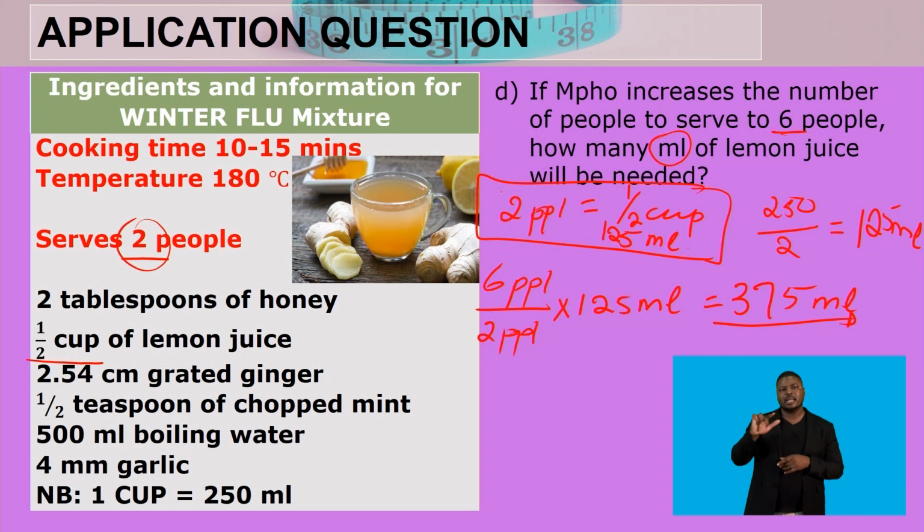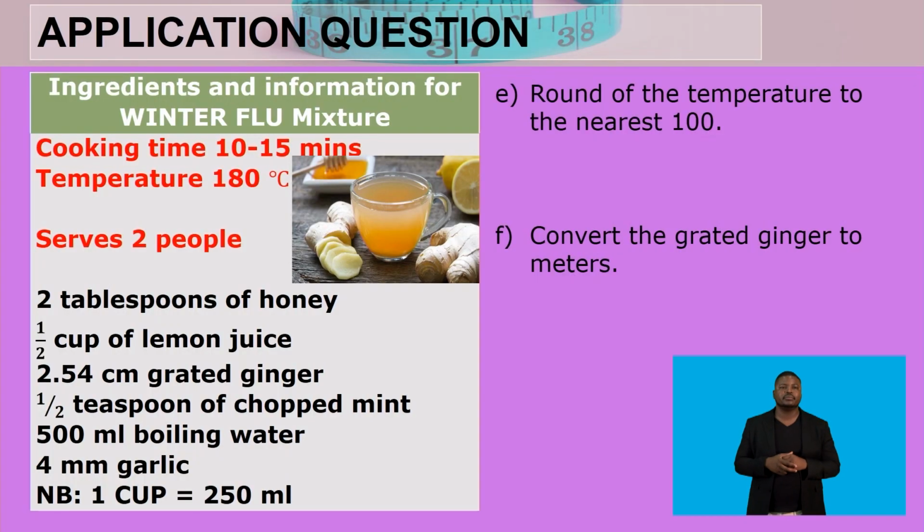Someone could have said, because when you're moving from 2 to 6, you're actually increasing it by 3, because 2 times 3 is 6. Then you say 6 multiplied by 125. It will give you the same answer. Question E says, round off the temperature to the nearest 100 degrees. To the nearest 100 degrees. What is our temperature? It is 180 degrees Celsius.